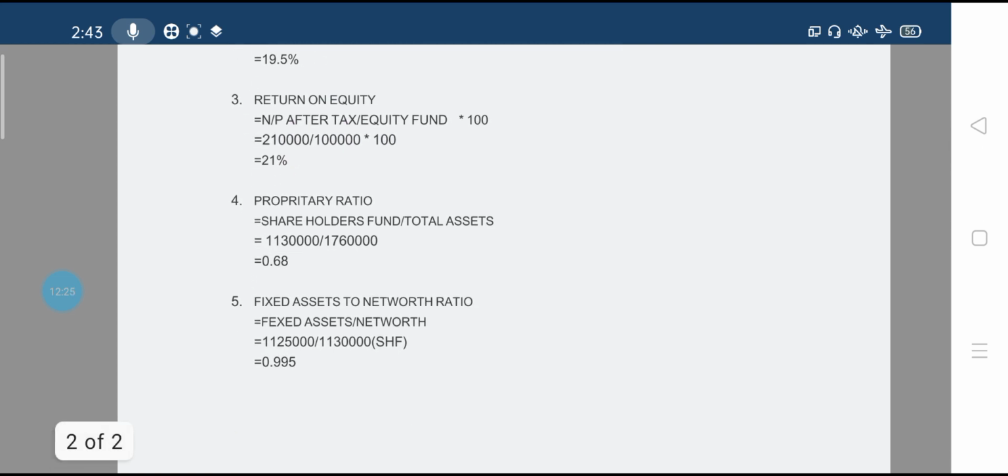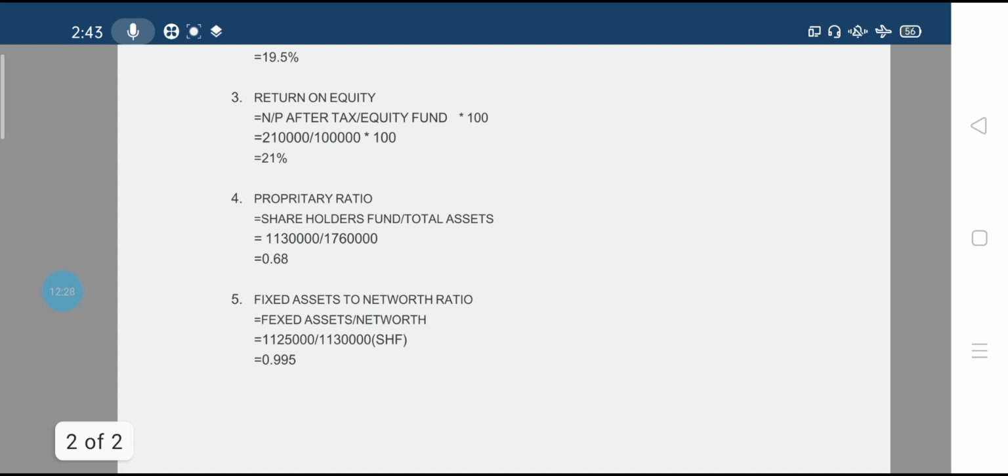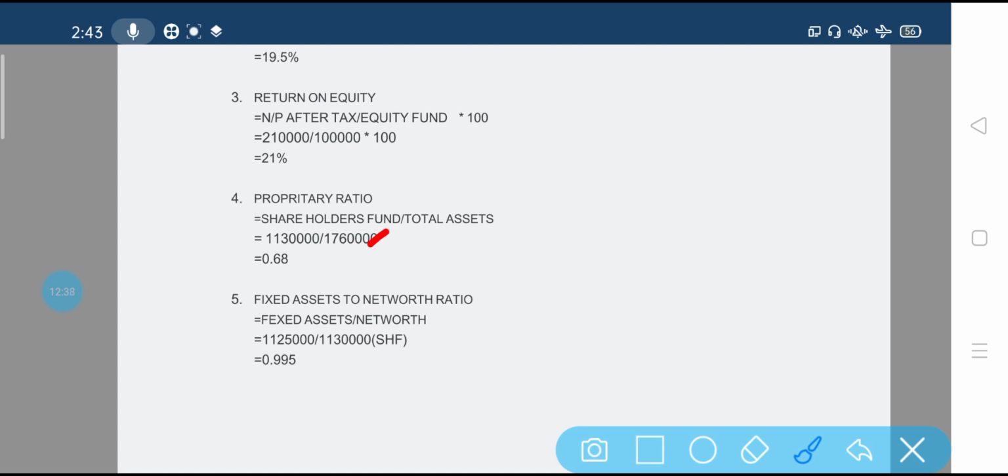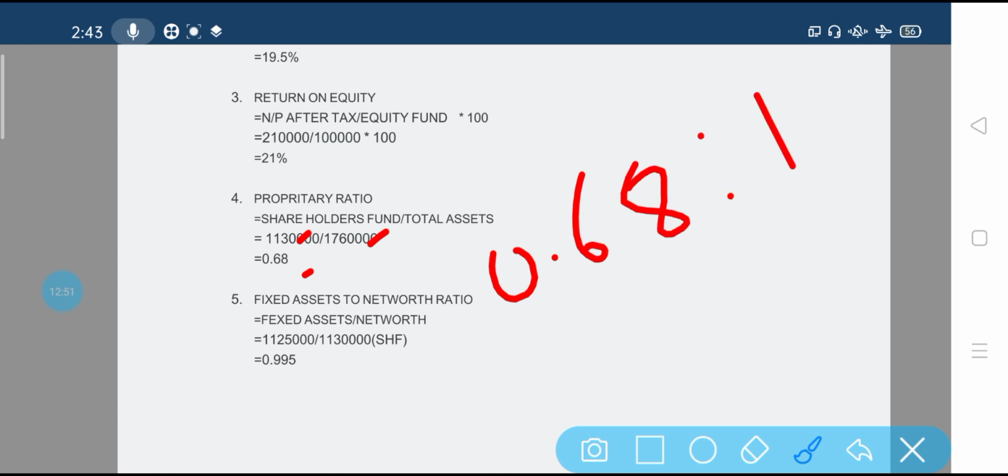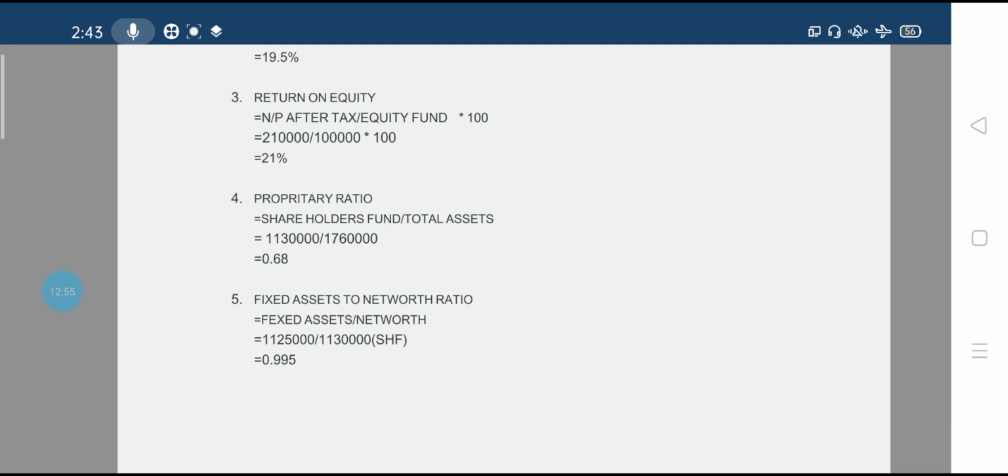Then proprietary ratio: shareholders fund divided by total assets. The total assets on the asset side are 17,60,000 and shareholders fund is 11,30,000. The ratio will be proprietary ratio 0.68, or 0.68 is to 1 if we write it in proportionate form.